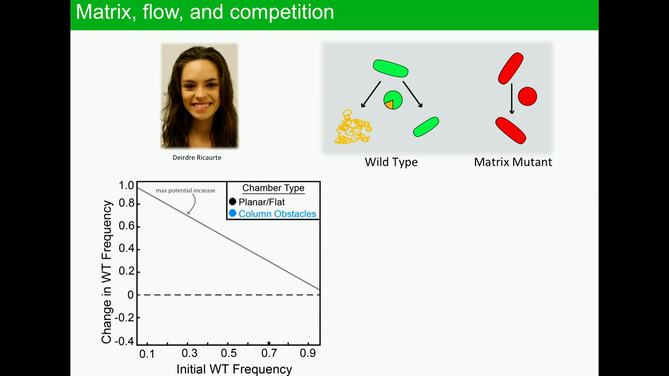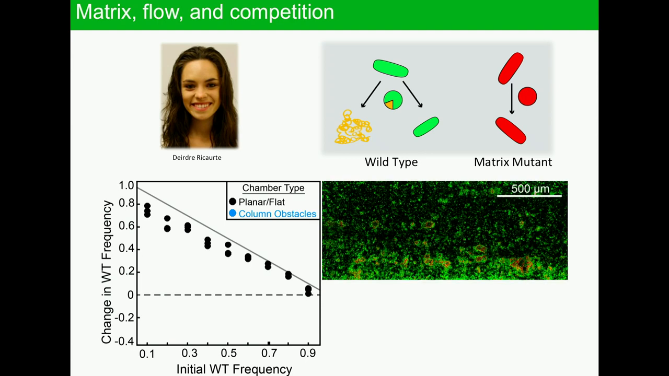Okay. And what I'm going to do here is show you how the system changes. So the change in wild-type frequency as a function of its initial frequency. It's the same kind of plot that I showed at the beginning, slightly different format for clarity here. And I'm going to do this experiment in two different chambers. The simple one, and what we see here is the same results as we got in the Vibrio cholerae case. The matrix secreting wild-type strain outcompetes the other.